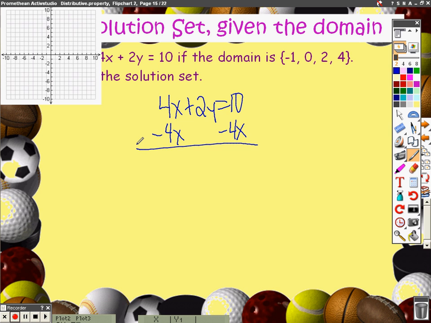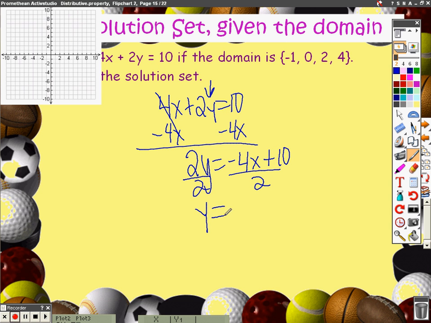I can take the 4x away because all I want is y, and there's no y with the 4x. These cancel, leaving me 2y is equal to -4x plus 10. You usually want to write the x term first. Divide by 2 and divide by 2. Just like with multiplication, you distribute. With division, you distribute. So it'll be -4x divided by 2 plus 10 divided by 2. y is equal to -2x plus 5.